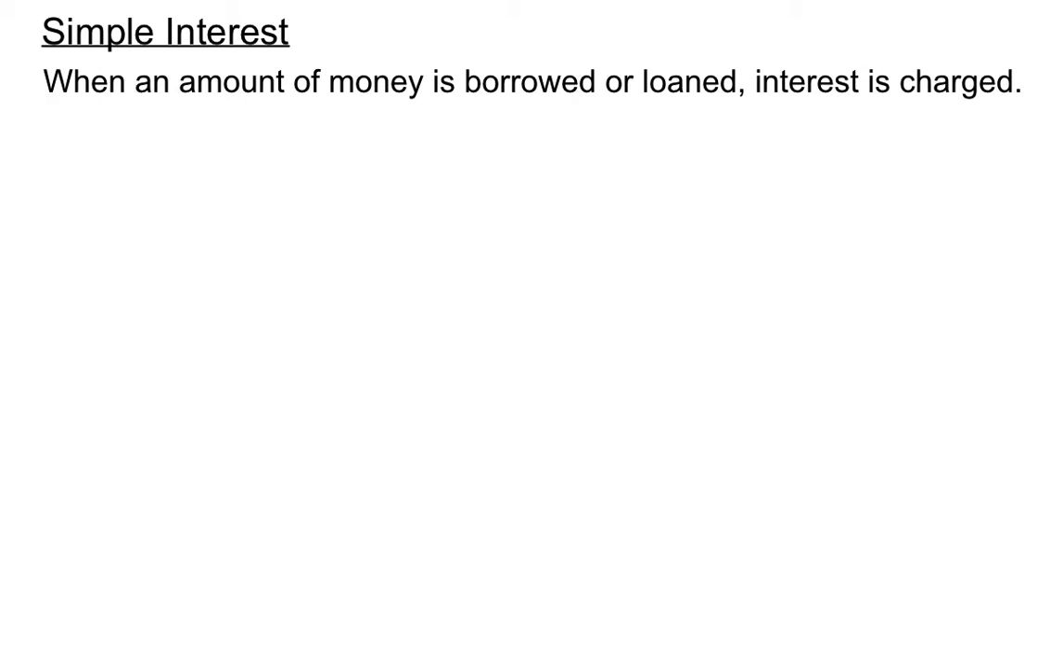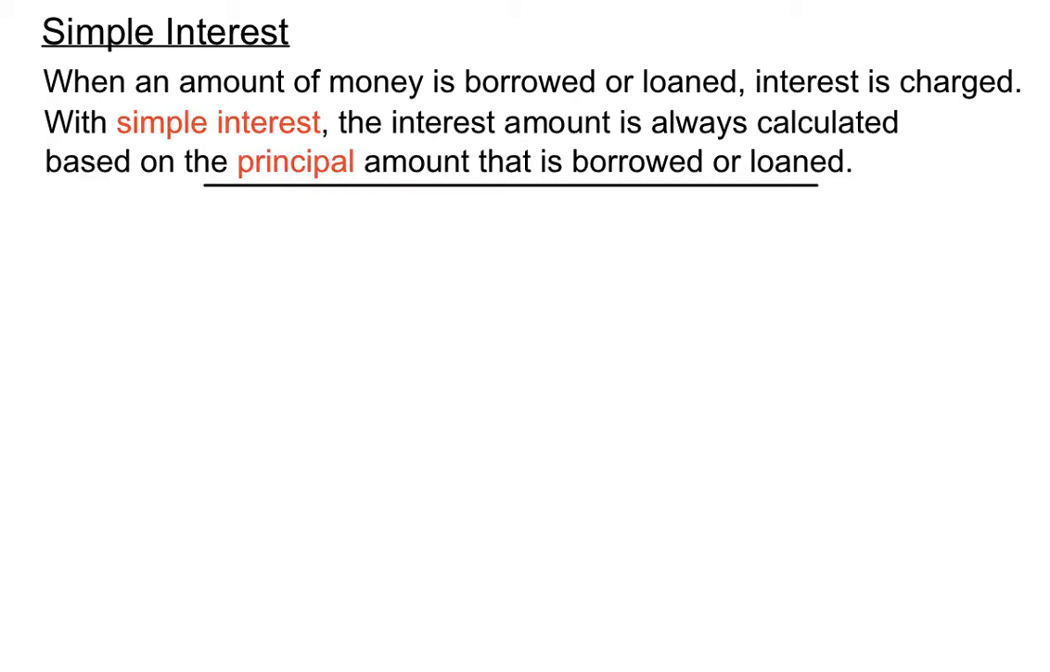But interest is charged because if you're lending someone money, you're letting them use that money for a certain length of time, and there's a bit of a price to that. We can think of interest as a bit of a price for the use of money. With simple interest, though, the interest amount is always calculated based on the principal amount that is borrowed or lent. So we always do our calculations on the original amount that got borrowed, not some sort of ongoing rolling amount.